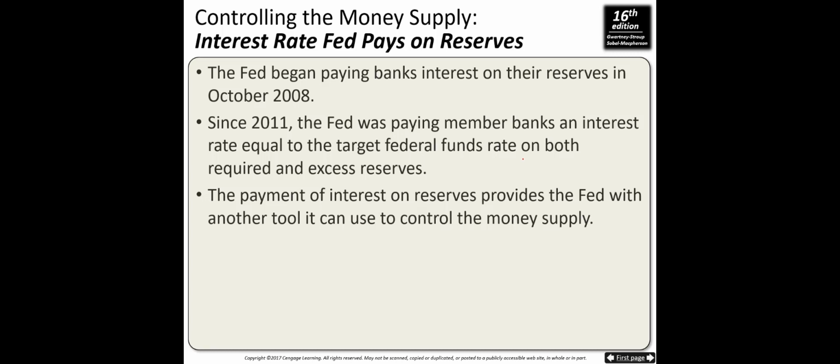And the next policy is the interest rate the Fed pays on reserves. The Fed began paying banks interest on their reserves in October 2008. Since 2011, the Fed has been paying member banks an interest rate equal to the target federal funds rate on both required and excess reserves. The payment of interest on reserves provides the Fed with another tool it can use to control the money supply. If that interest rate is good, banks prefer to keep the money in reserve instead of creating new loans, and that decreases the money supply.